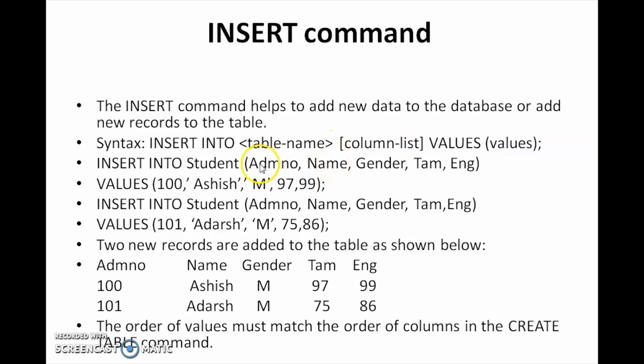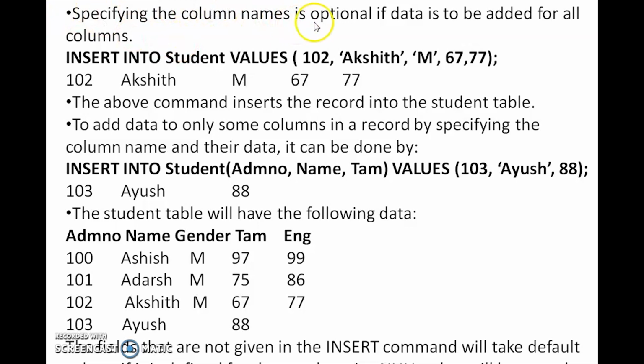Now we will see how we can give the values without mentioning the column names. Specifying the column name is optional if data is to be added for all columns. We can also insert values without giving the column name. See, insert into student, I have not given the column list. I am giving values alone because I know the column heading order. First is the admission number, next the name, next the gender, and next the Tamil mark and English mark. As I know the column heading order, I have given the values correctly. So I will get the record as 102, Akshit, male, 67 and 77.